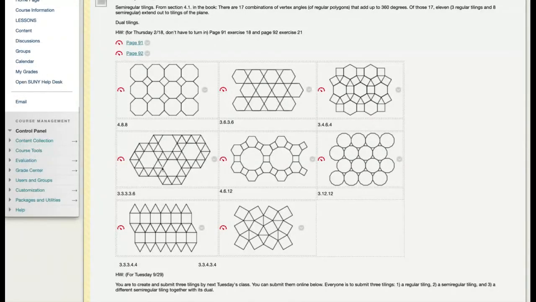So we have the 3, 3, 3, 3, 6. We have the 4, 6, 12. The 12 is the largest number of sides we're going to have in these tilings. And that comes up twice. It comes up in the 4, 6, 12, and it comes up in the 3, 12, 12. The 3, 12, 12 is really, really cool. It's kind of like the 4, 8, 8, but with just more sides and the big one. So they look a little more circular, and it would be a lot harder to cut.